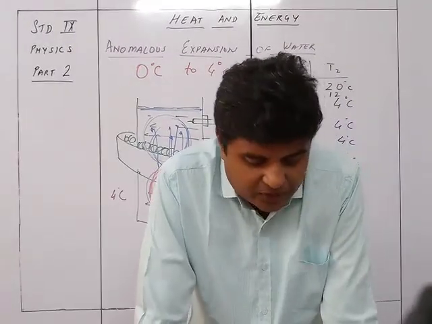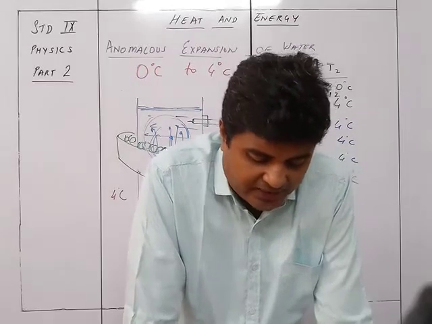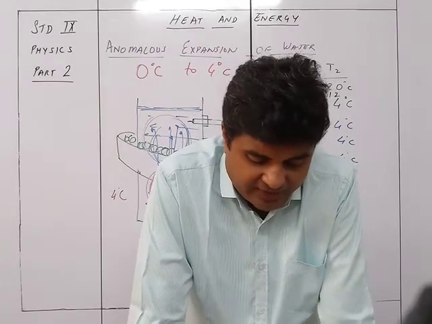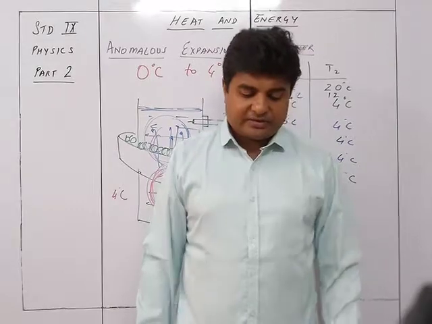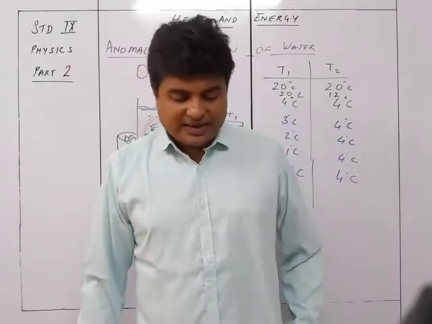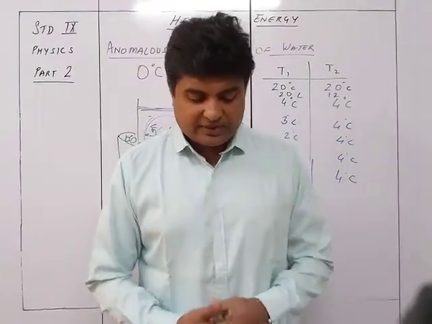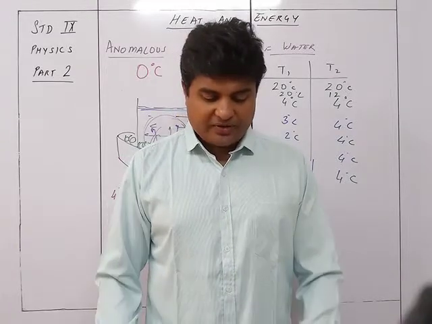So the reading of the upper thermometer T1 now falls rapidly till 0 degrees Celsius and water near the top freezes to form ice at 0 degrees Celsius. Now the thermometer T1 shows a steady temperature of 0 degrees Celsius. This is shown by the part BC of the graph.